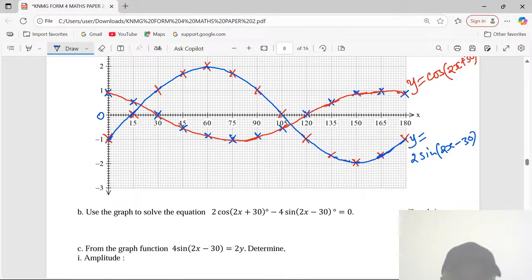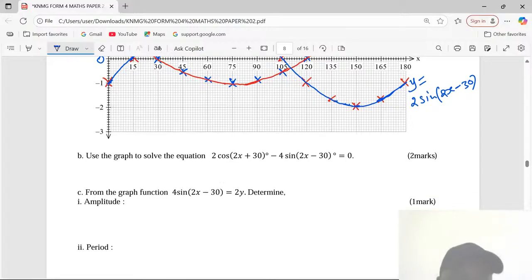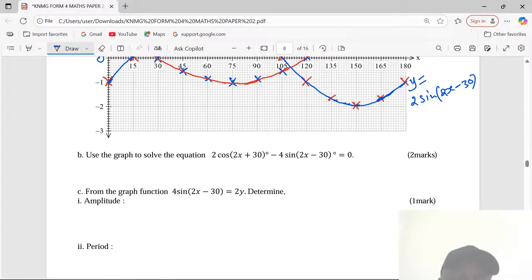Let's check the questions after this now. Part B, use the graph to solve the equation 2 cosine of 2x plus 30. That should be the first value of y. Then 4 sine 2x minus 30.